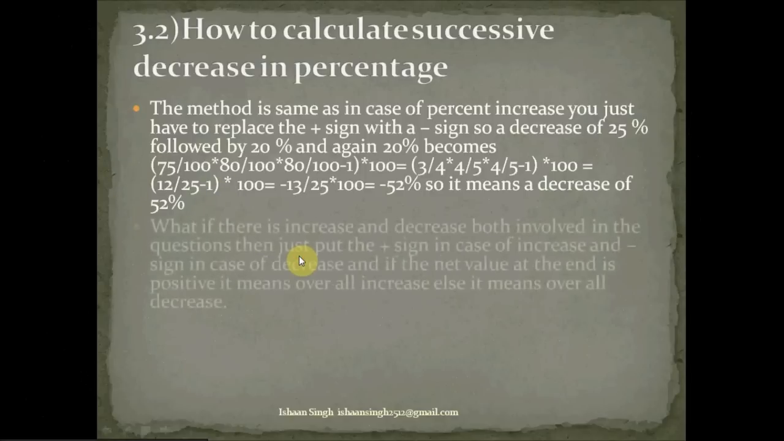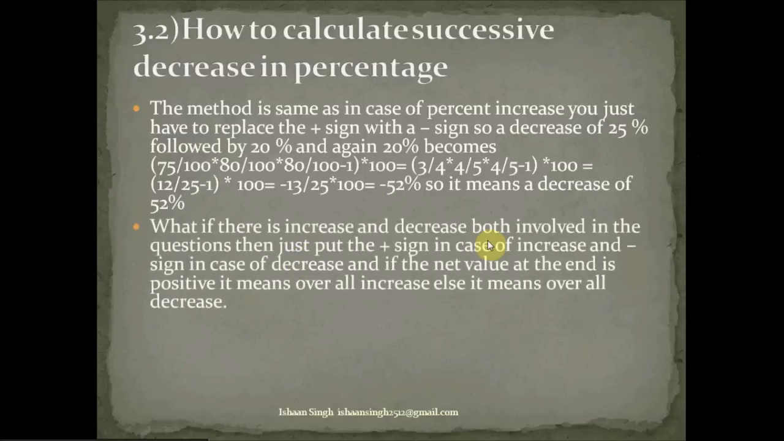Okay, so what if there is increase and decrease both involved in the question? That is, suppose the value increases by 25% in the first month, then it decreases by 20% in the second month, then it again increases by 20% in the third month. How are you going to solve that question? So whenever there is a percentage increase, 100 plus a will come in the numerator. Whenever there will be percentage decrease, 100 minus a will come in the numerator.